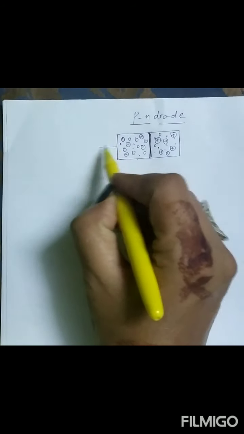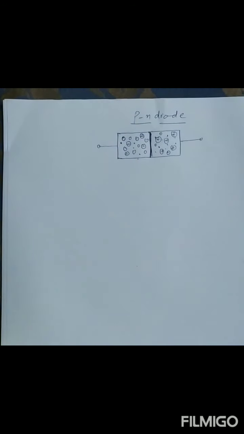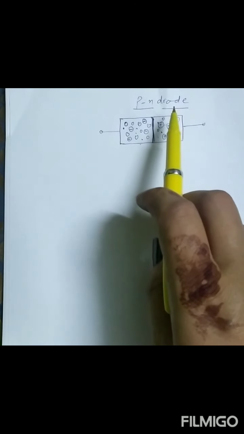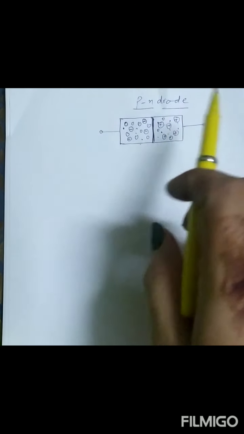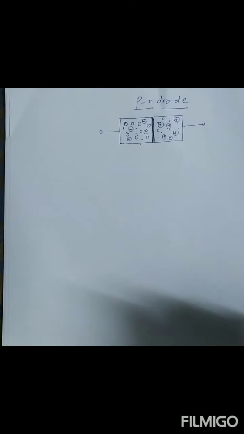Now why is it called a diode? Because it has two terminals, one on the P side and one on the N side. Di means two. So it has two terminals. That is why it is called a diode. This is a PN junction also, because here is a junction, or it is a PN diode also.